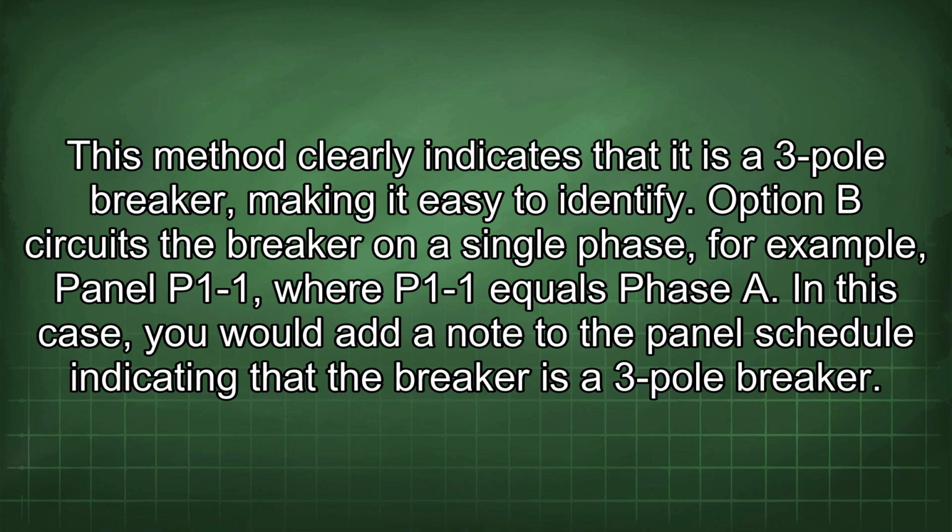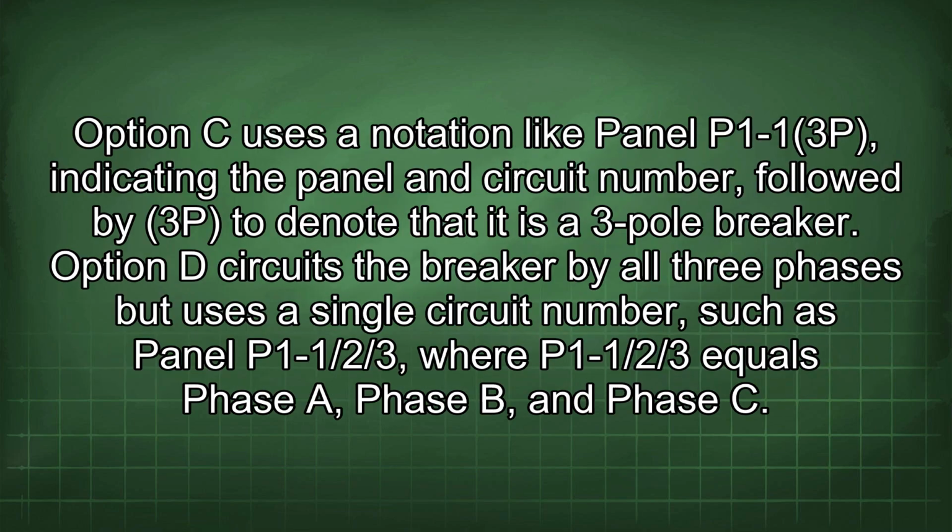Option B circuits the breaker on a single phase, for example, panel POM-1, where POM-1 equals phase A. In this case, you would add a note to the panel schedule indicating that the breaker is a three-pole breaker. Option C uses a notation like panel POM-1/3P, indicating the panel and circuit number, followed by 3P to denote that it is a three-pole breaker.